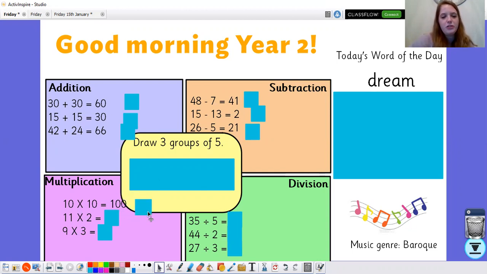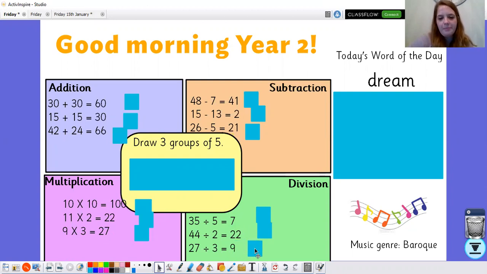11 multiplied by 2 equals 22. And 9 multiplied by 3 equals 27. Looking at our division number sentences, 35 divided by 5 equals 7. 44 divided by 2 equals 22. And 27 divided by 3 equals 9.